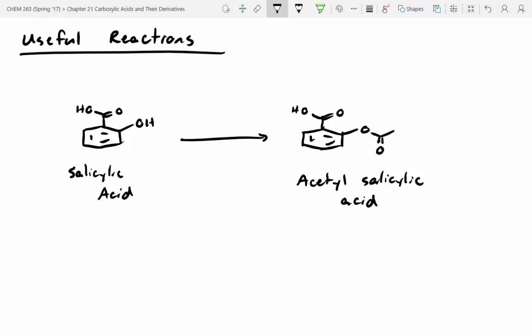There's a couple ways you could go about doing this. One would be to react it with an acid halide, but what's the problem with that? Yeah, it might react with the carboxylic acid and give you an anhydride. Acid halides have a lot of power, and so they'll do reactions even with carboxylic acids. In this case, we don't want it to react with the carboxylic acid, so the best route is to use acetic anhydride, and you can actually install an ester where that alcohol used to be. Does anybody know the common name for acetyl salicylic acid? Aspirin.